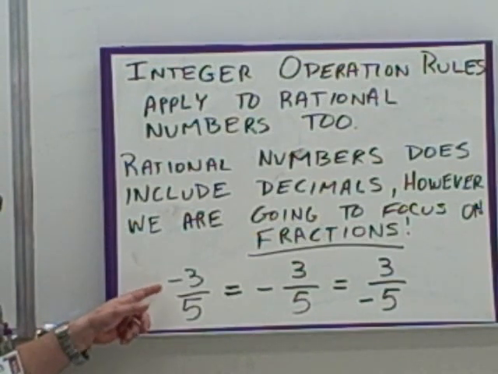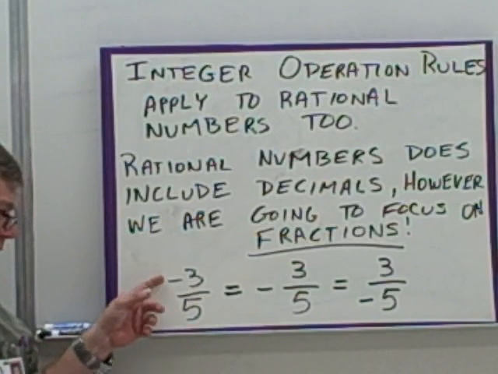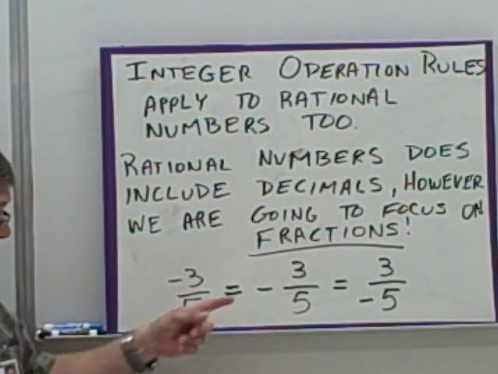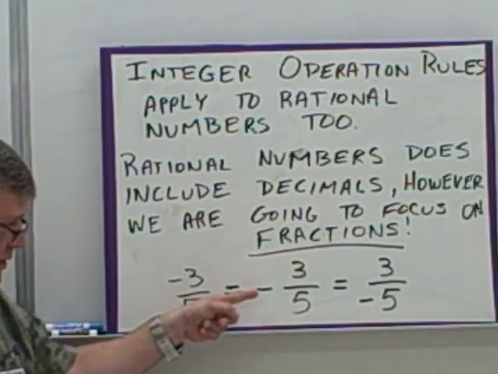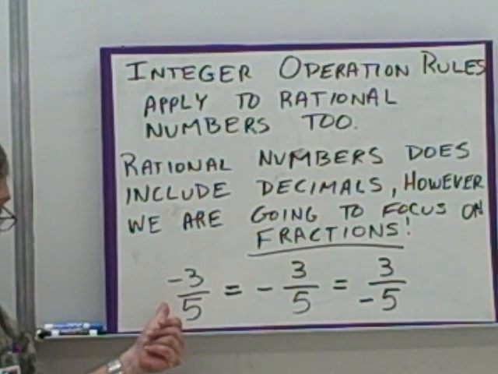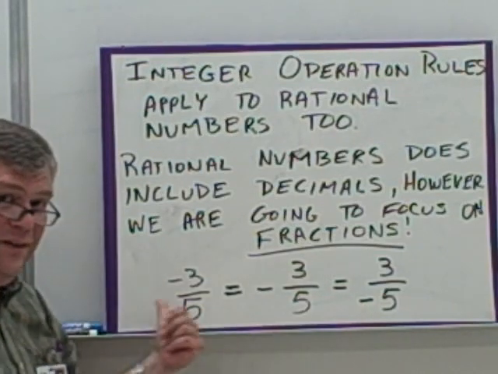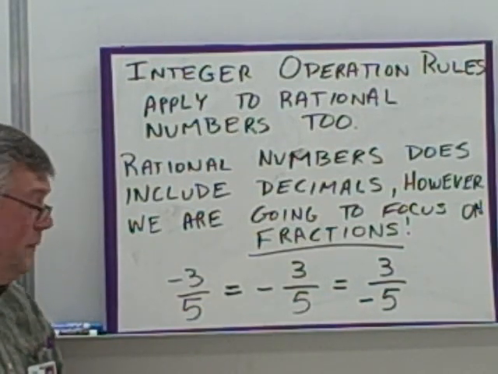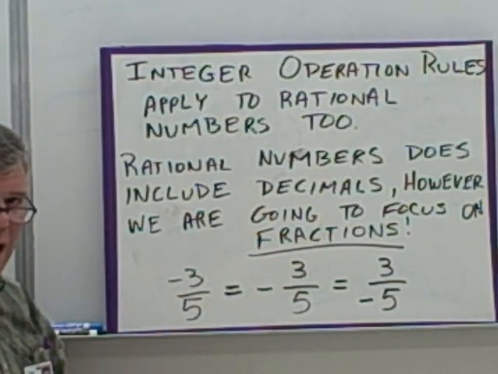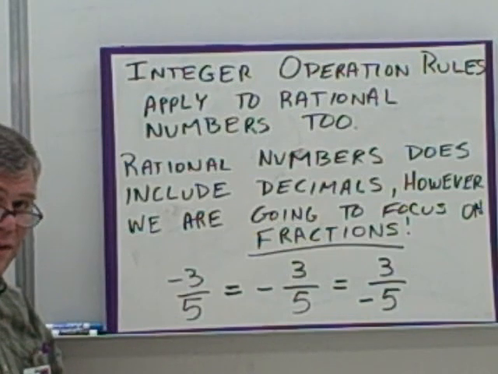There's one other thing you need to know here. Negative 3/5, with a negative 3 on the top and then positive 5 on the bottom, is the same as writing the negative in the same line as the fraction bar. That's still negative 3/5. If I put the negative on the bottom, it's still negative 3/5. So don't be confused when the negative sign is on the top, bottom, or in the middle here. It makes the fraction negative.